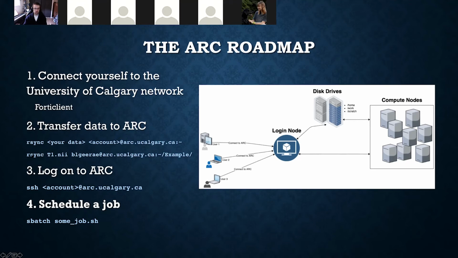So if I was doing that from my personal computer, I could say, rsync this t1.nifty file, and then send it to my account in the example folder of my Arc home directory.